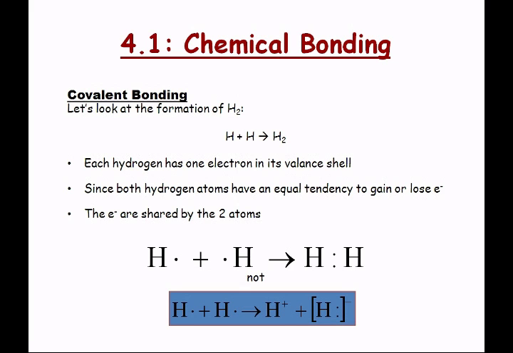Let's try another non-metal-non-metal interaction. Okay, instead of H and H, let's do H and F, because F is also a non-metal, right? Fluorine's a non-metal. Does everybody agree with me? How many valence electrons does fluorine have? Seven valence electrons. Okay. Good job, guys.